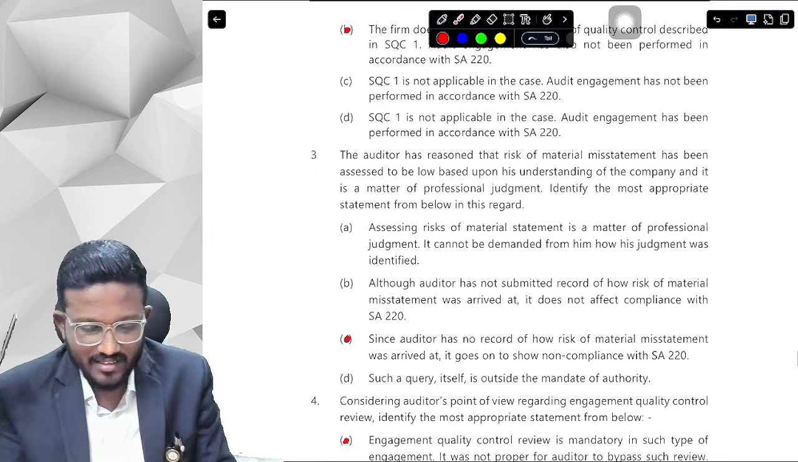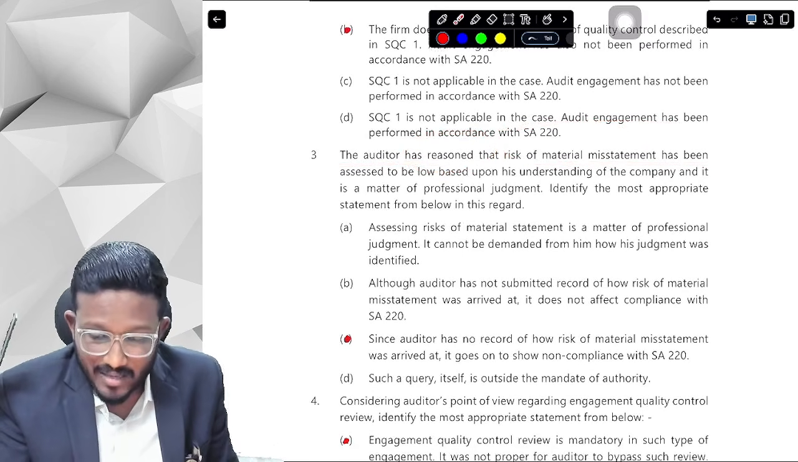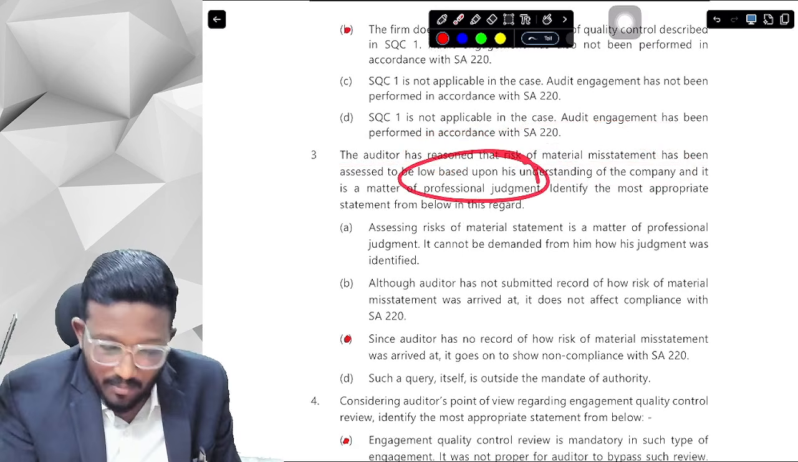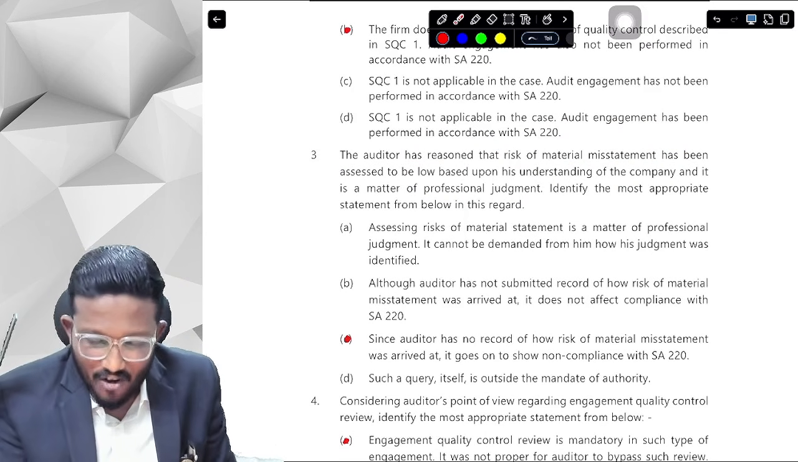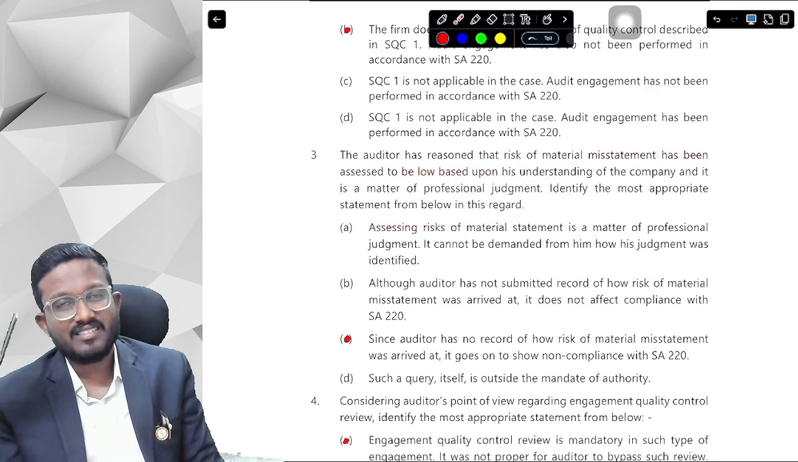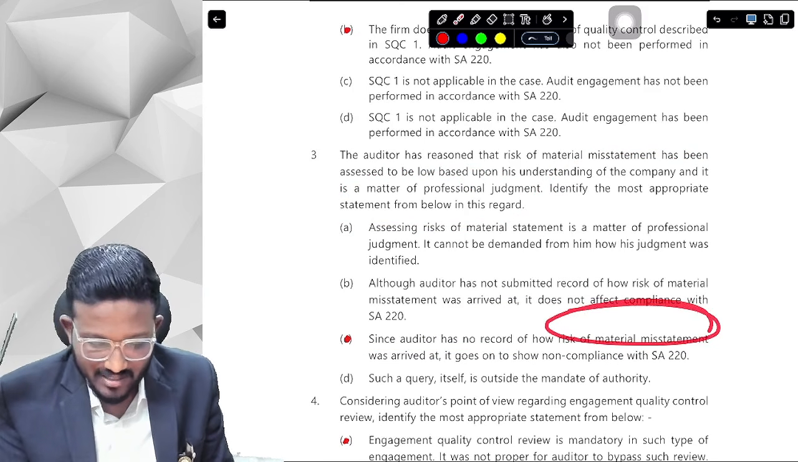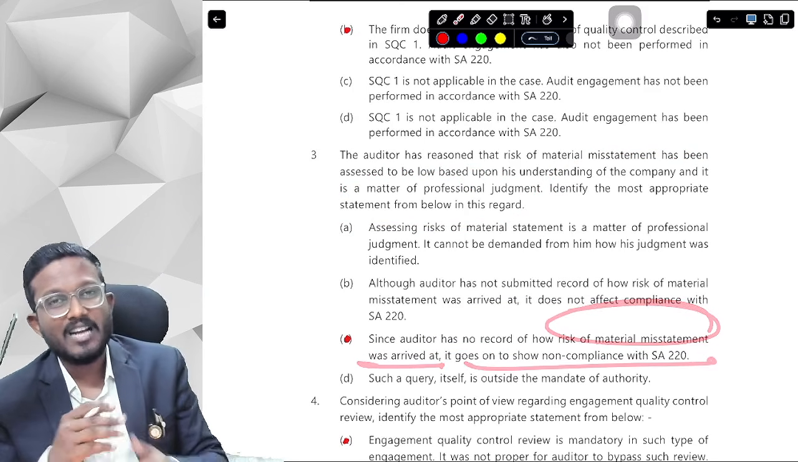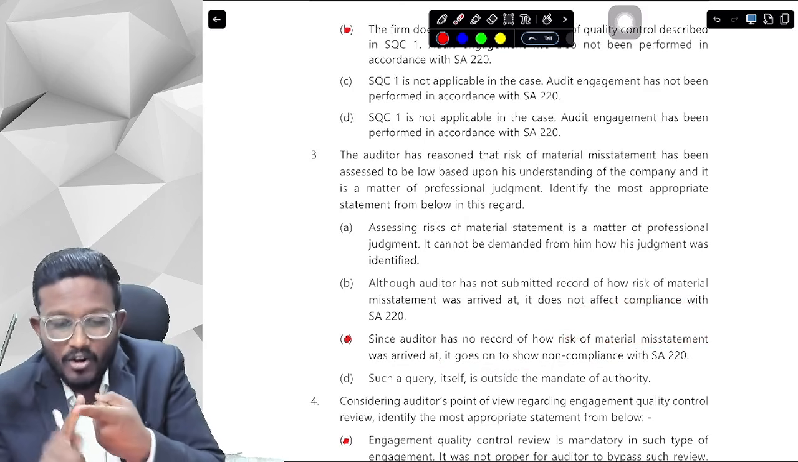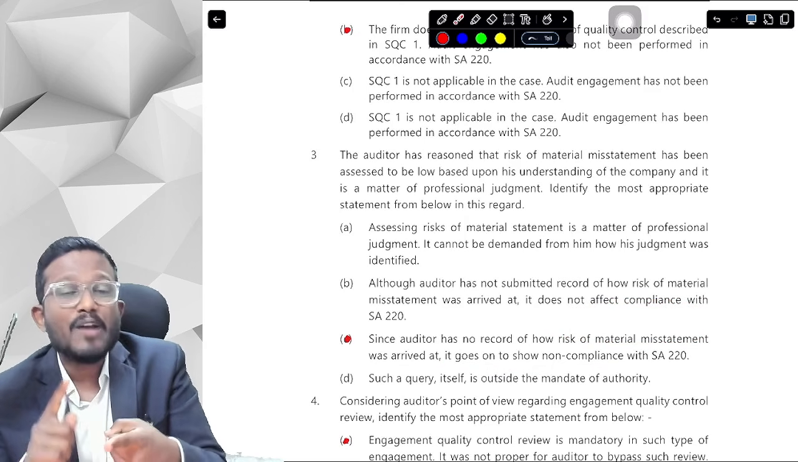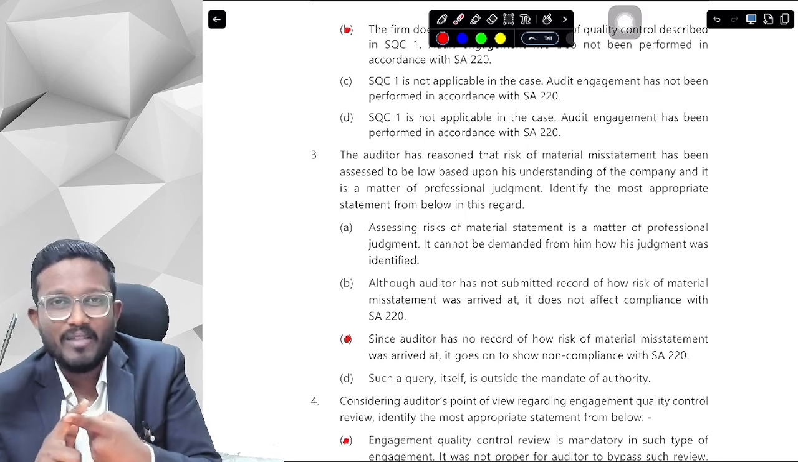Okay, yes. Next, the auditor has reasoned that the risk of material misstatement has been assessed as low based on the understanding of the company, and this is a professional judgment. Therefore, the auditor has not documented the risk of material misstatement as well. Now we need to identify the most appropriate statement in this regard. Since the auditor has not recorded how the risk of material misstatement was arrived at, it shows non-compliance with SA 220. You have to maintain documentation of the audit plan and of your risk assessment. If you are not doing that, you are violating SA 220.